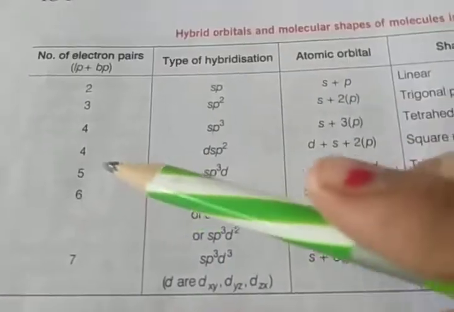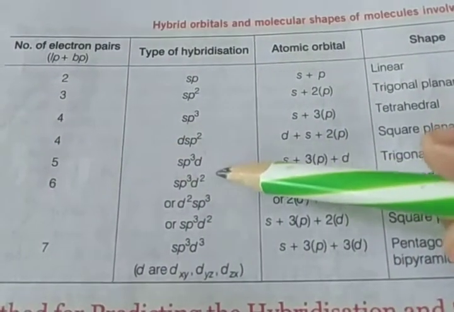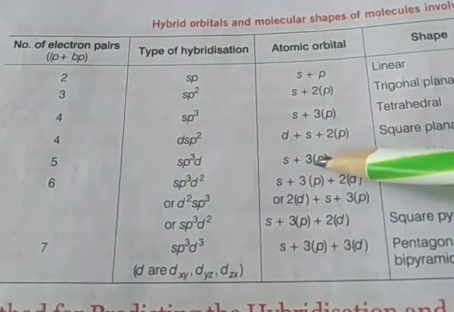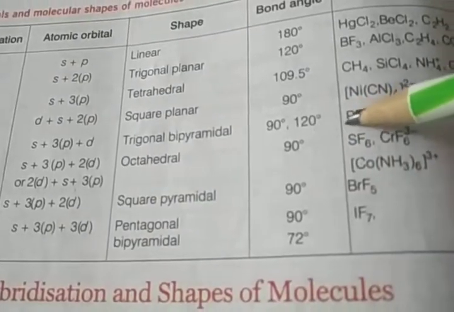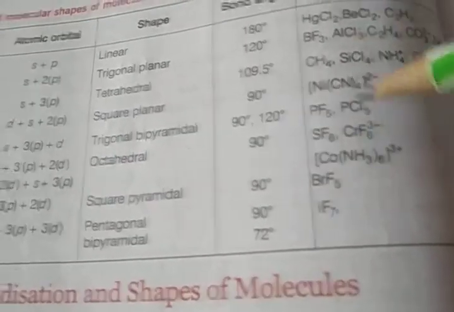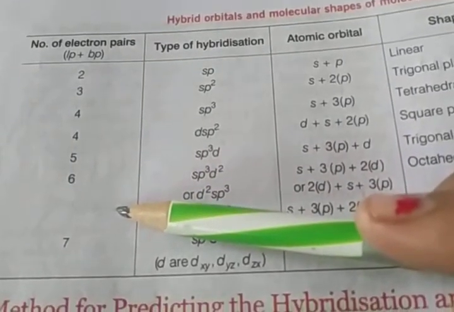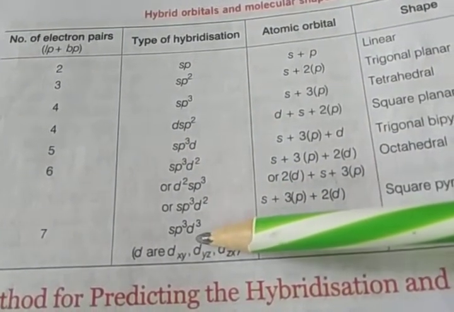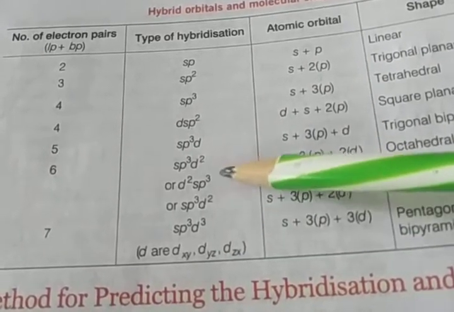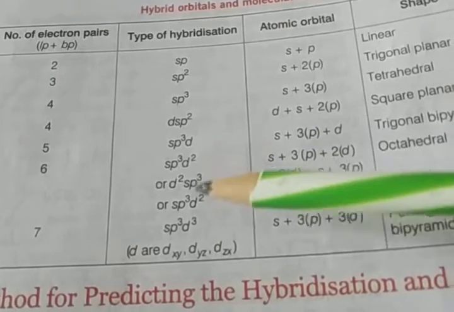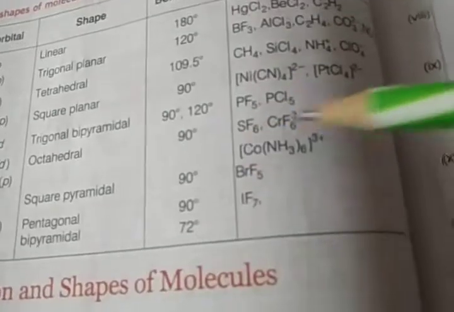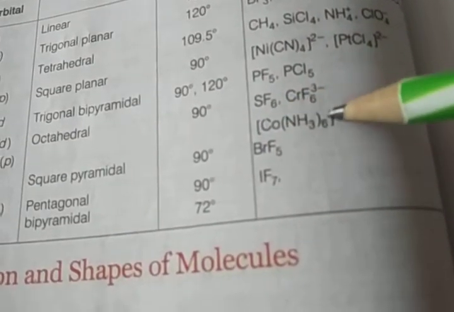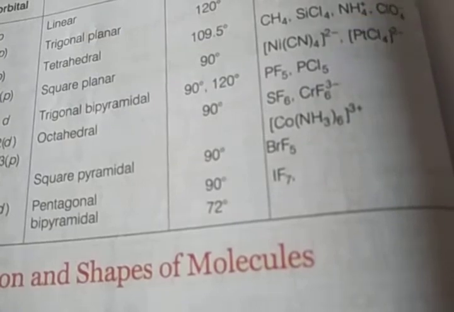Then number of electron pairs 5: sp3d, 1s, 3p and 1d. Trigonal bipyramidal, 90 degrees and 120 degrees, PF5, PCl5. Then number of electron pairs 6: sp3d2, otherwise d2sp3. For sp3d2 it is s, 3p and 2d; for d2sp3 it is 2d, 1s, 3p. Octahedral, total 6, 90 degrees. Examples: SF6, CrF6 3-.